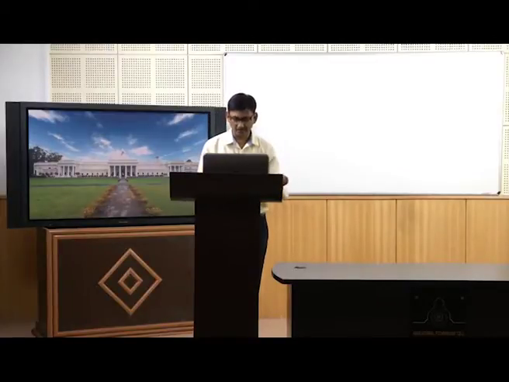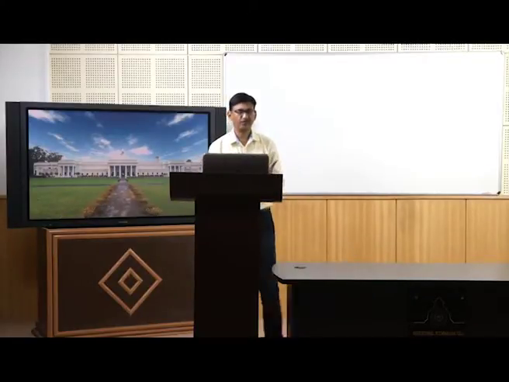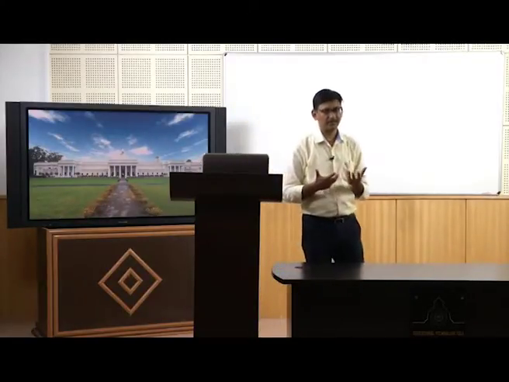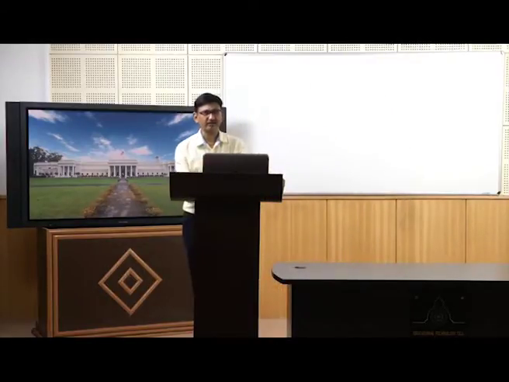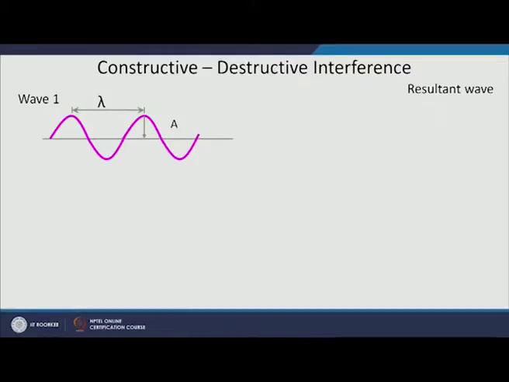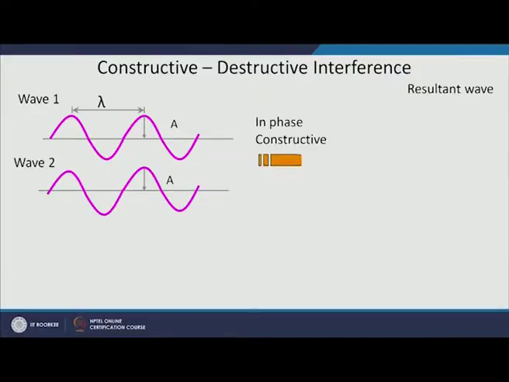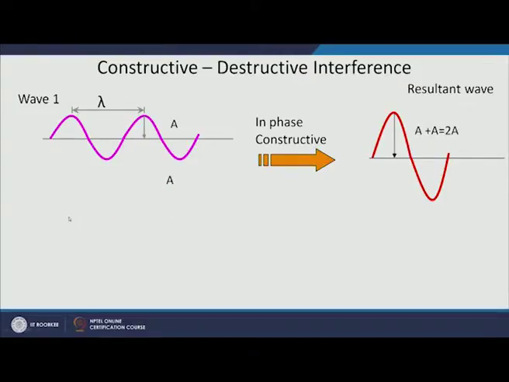So, before coming to the diffraction effect, let us see what we mean by different types of interference when you are dealing with electromagnetic waves. So, this is what we call constructive and destructive interference. This is one wave, with a wavelength of lambda here, and it has an amplitude A. There is another wave, which also has an amplitude here.